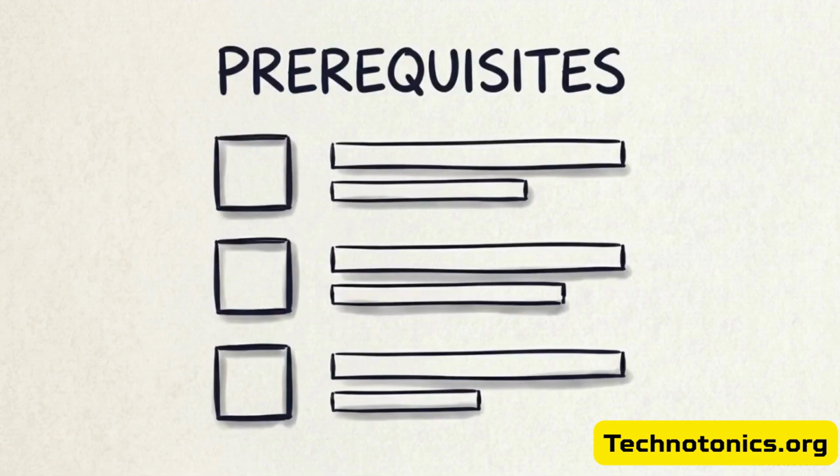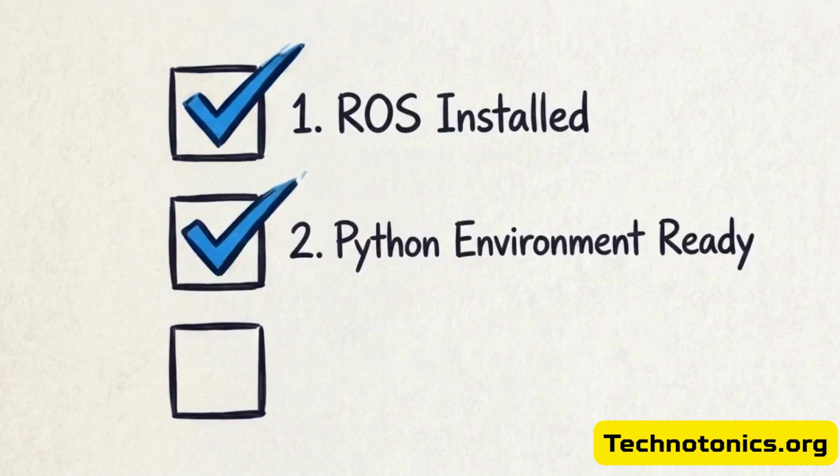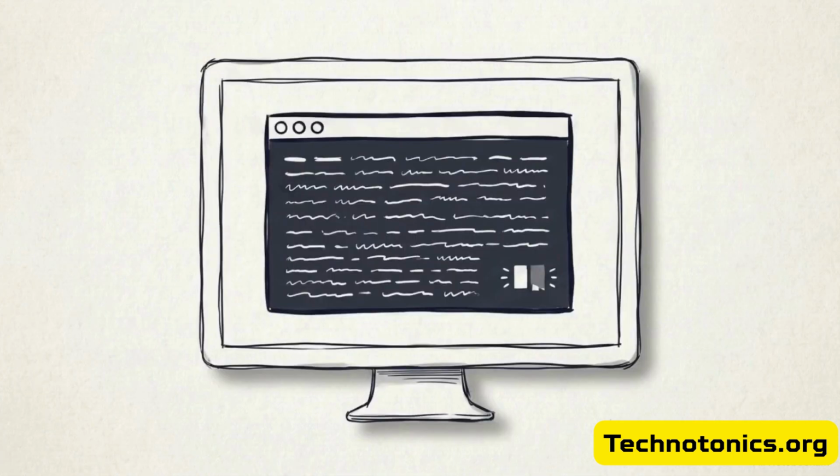Before we write a single line of code, you need 3 specific components ready to go. First, a working installation of the Robot Operating System, or ROS. Second, you must have an active Python environment set up. And third, install the required libraries: rospy, tkinter, and matplotlib.